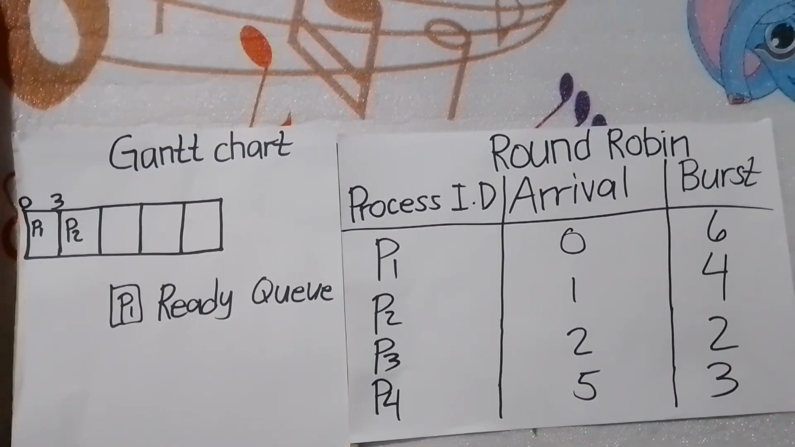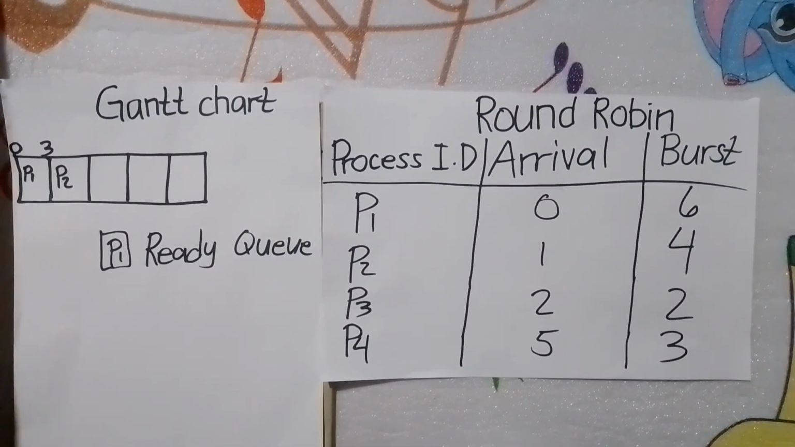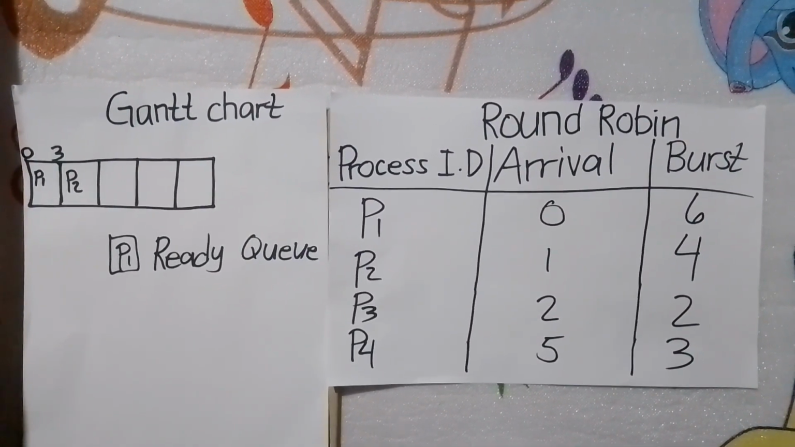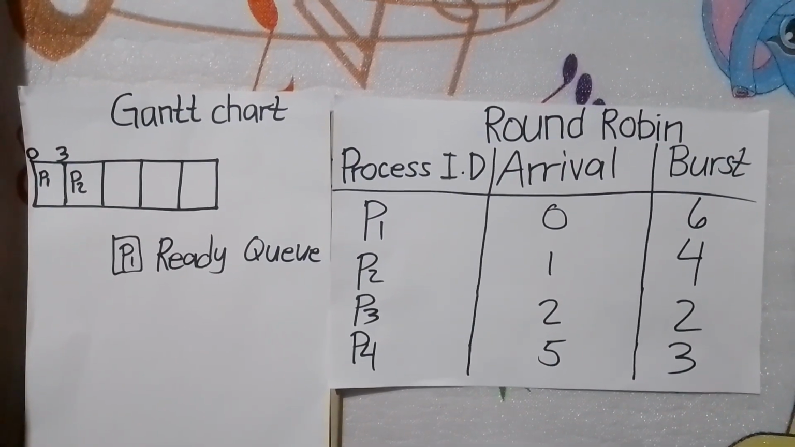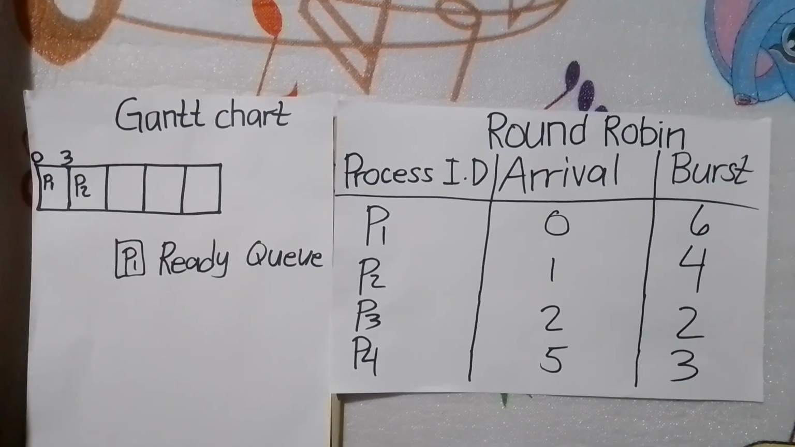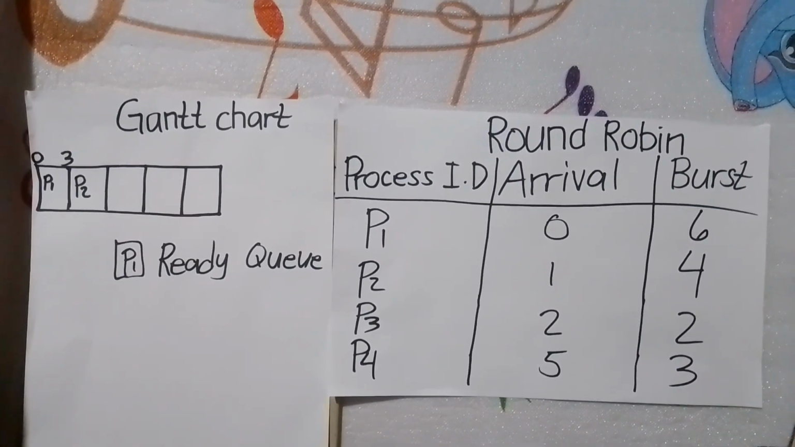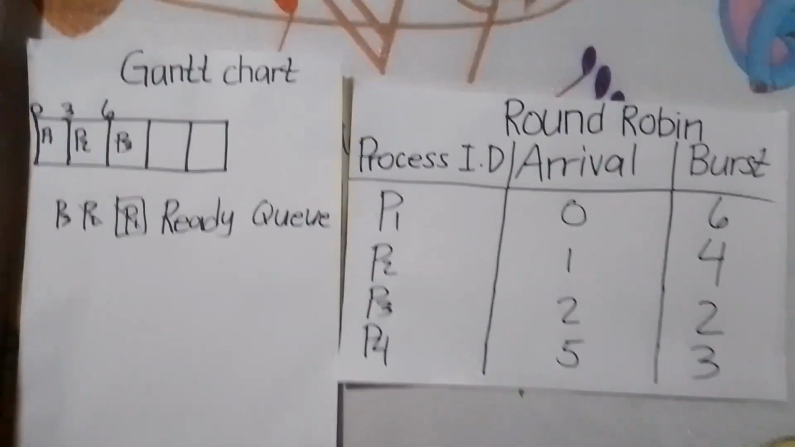So P3 is next to P2 in the ready queue, followed by P1 because P1 is preempted and P2 is ready to execute in the Gantt chart. So 3 plus 3 is 6.